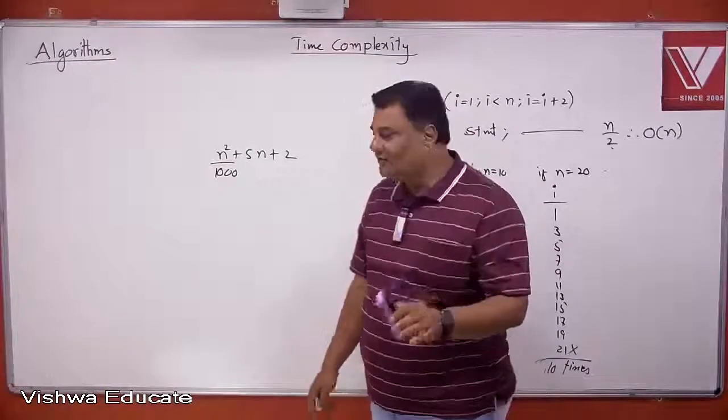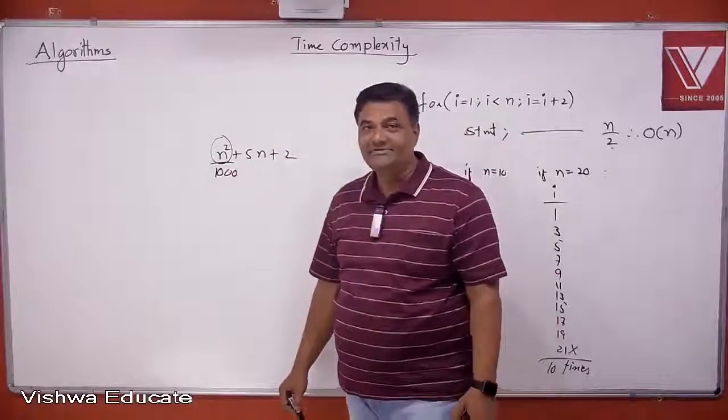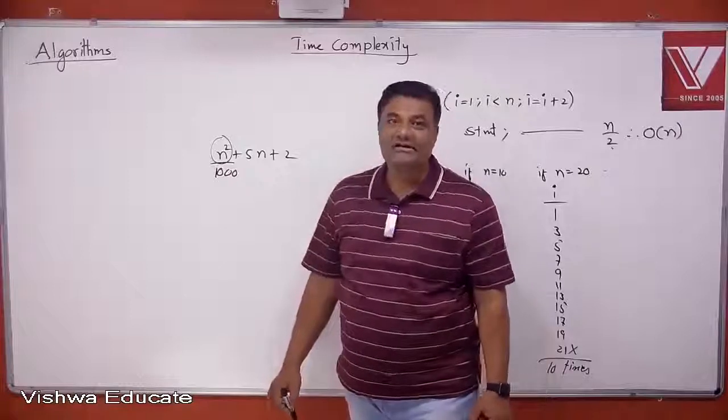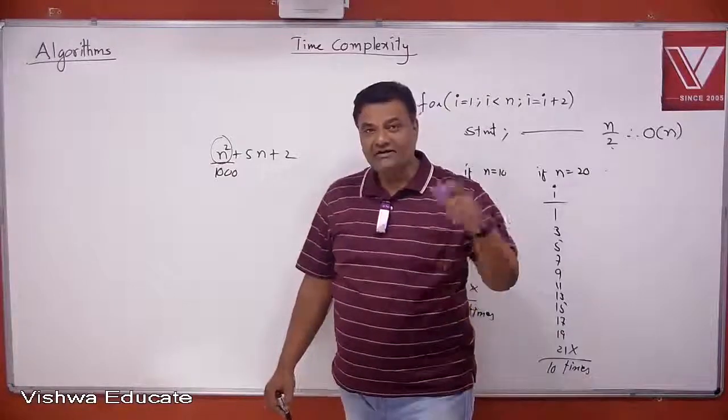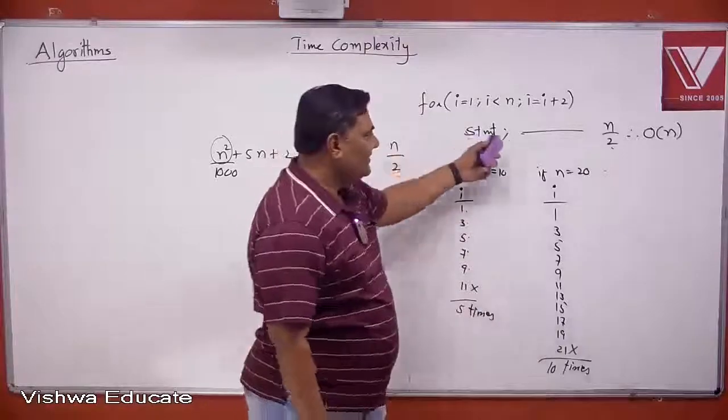Why? We want to know upon what value of n it is dependent. Means what degree of n it is dependent. The time depends on square of n. Right? So degree we want. So n by 2 is also n.